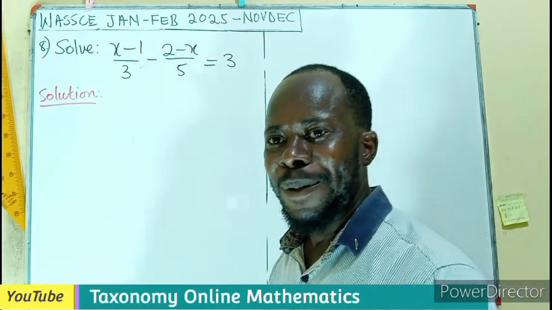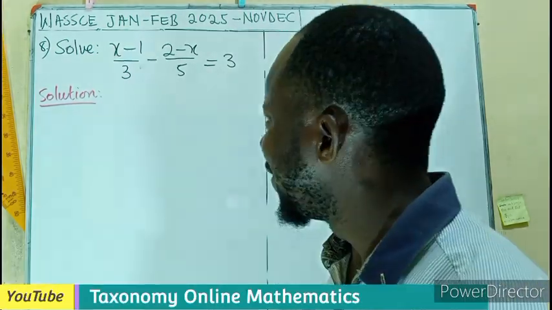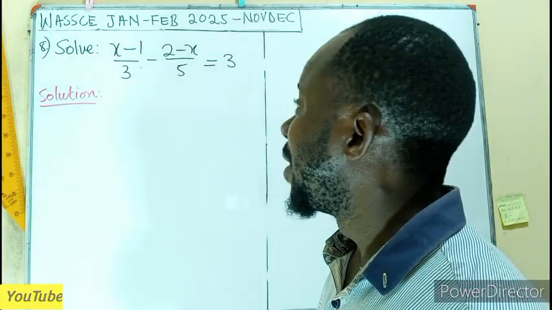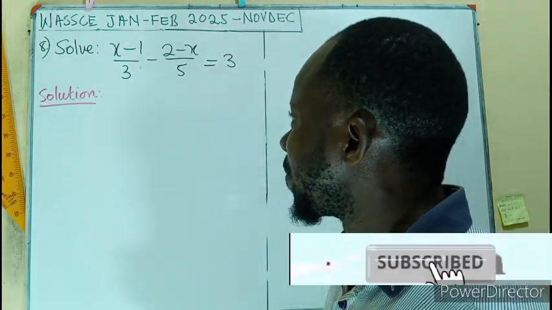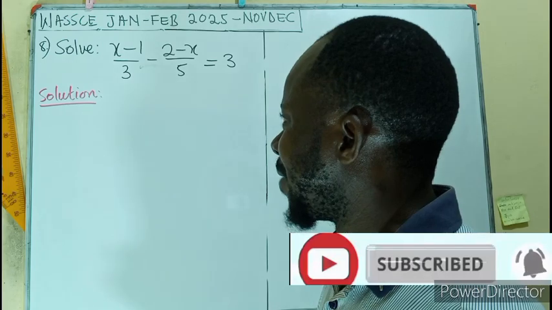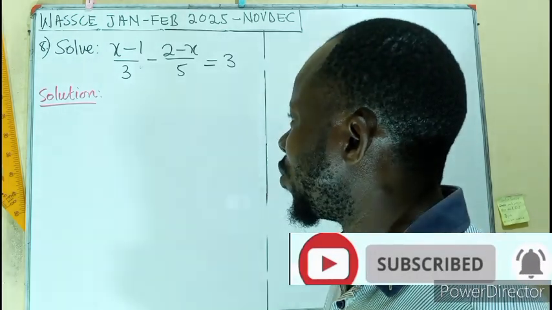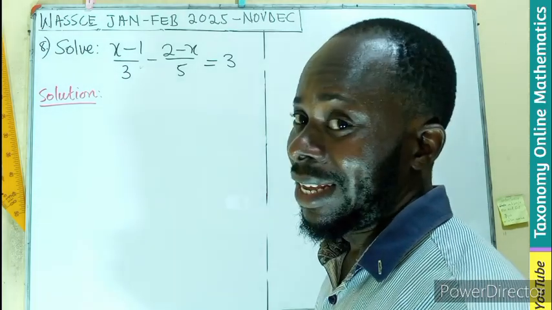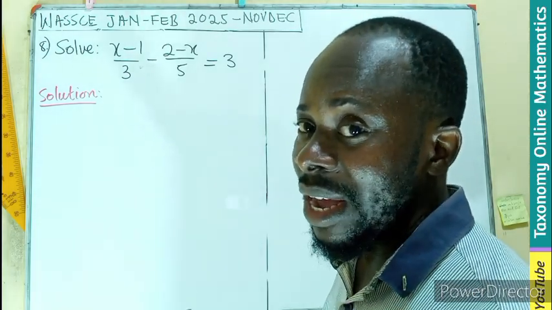Hello, welcome. Question number 8, WASSCE 2025 February edition. This is a nice simple equation we have to solve. We have (x minus 1) divided by 3 minus (2 minus x) divided by 5 equals 3. This is an equation involving a fraction.